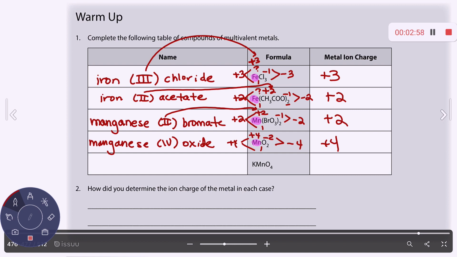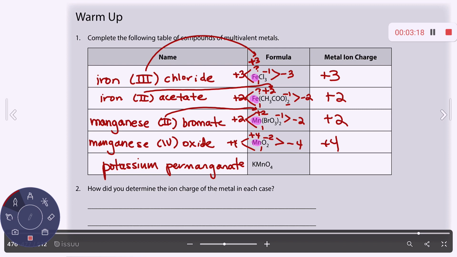And then the last one, do I need to calculate the charge on K, or does K have an assigned charge? It's assigned. So this is potassium. And then what is the name of MnO4? It's on the bottom left of your periodic table. Yeah, permanganate. Okay, we good?